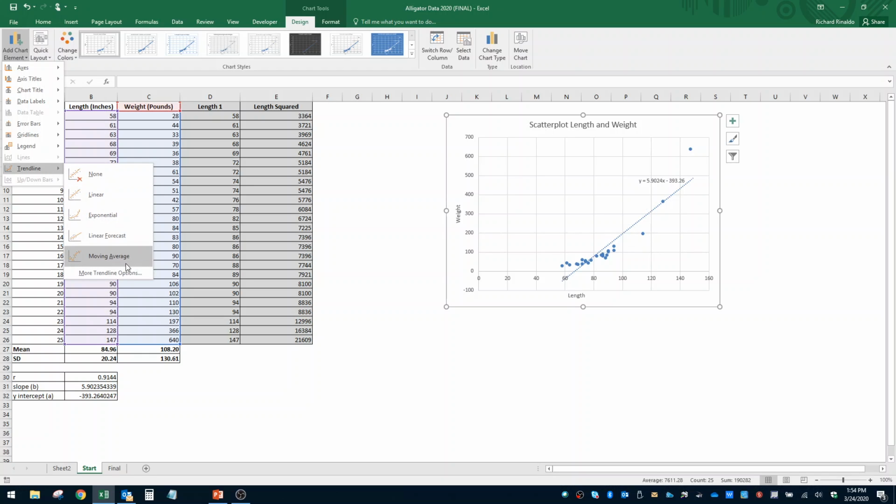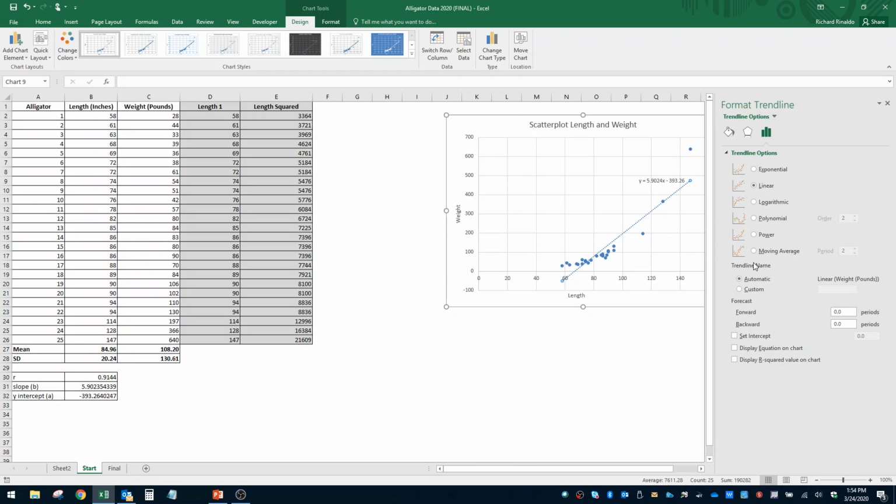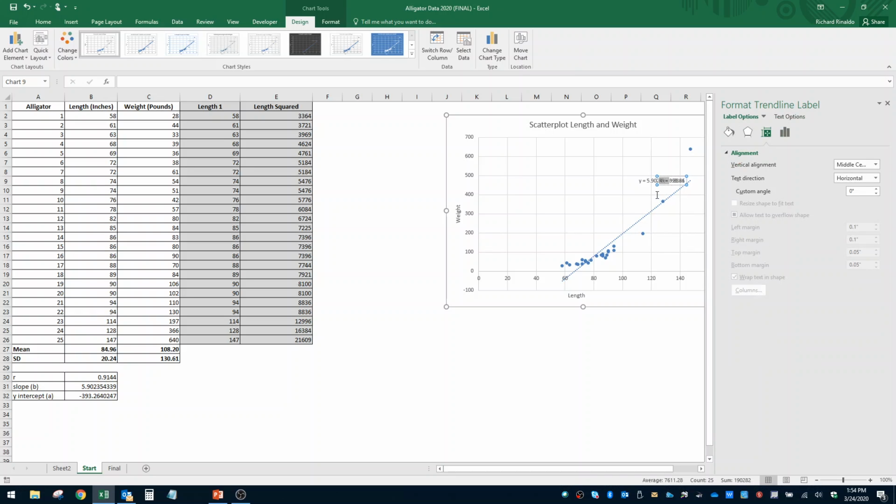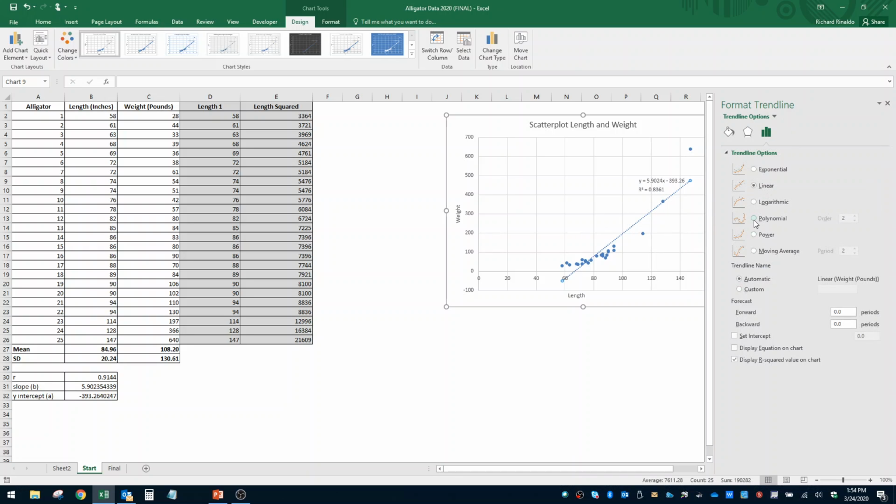Trend line, more trend options. I want linear, display the R square. And let's pull that down. So the R squared for the linear is 0.086. And I also want to add a polynomial. And I want to display the equation. There's my polynomial. Order 2 means that I have the value and then the value squared.